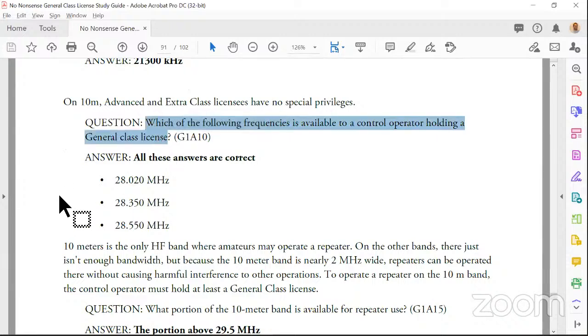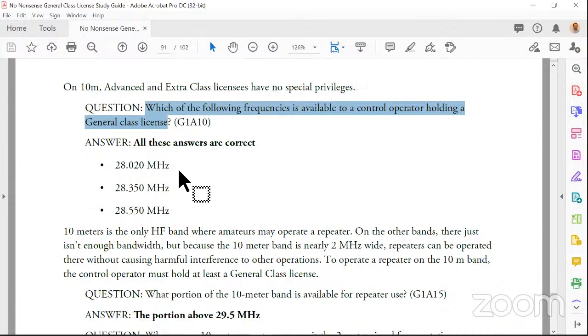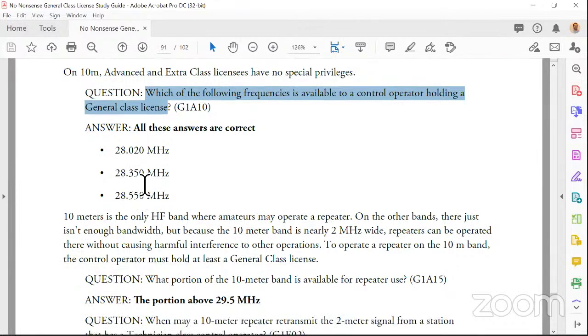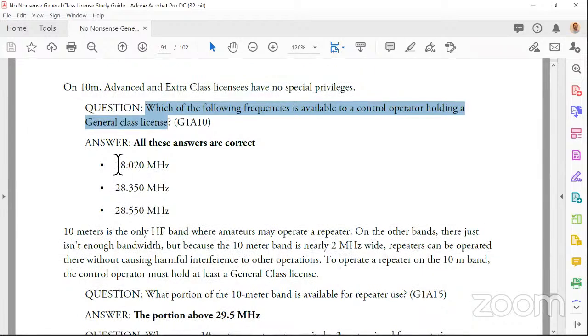Which of the following frequencies is available to a control operator holding a general class license? So again, notice all of these questions are talking to us about general class licensees. That's the level that we are studying. Not talking about technician class. It's not talking about extra class. It's talking about us as general class licensees. All right, so which is available if you are general class? So for the 10-meter band, all of these answers are correct because all of these frequencies are available to you. Again, you just simply need to learn it, and the more familiar you are with the various bands and the privileges, it will help you in terms of learning all of this, or just learn it by rote.